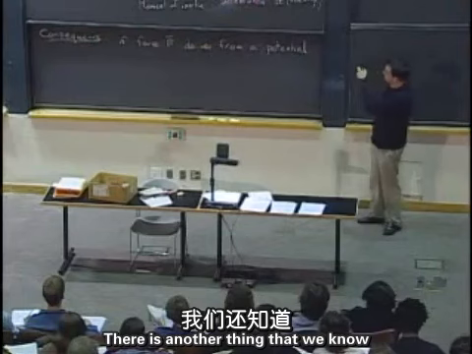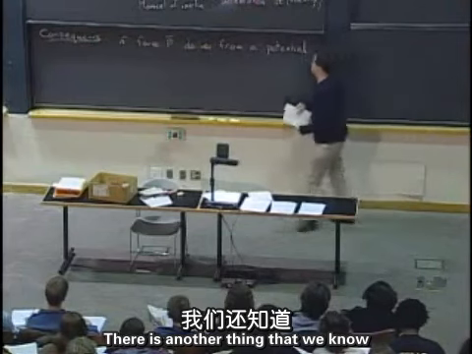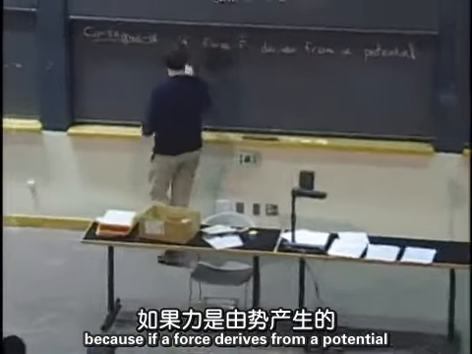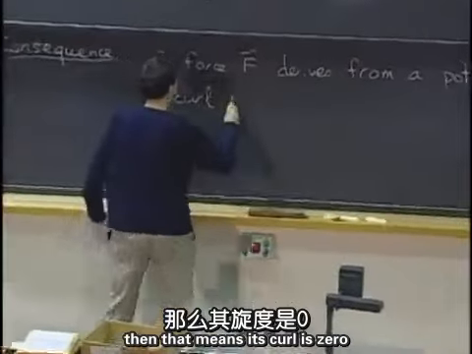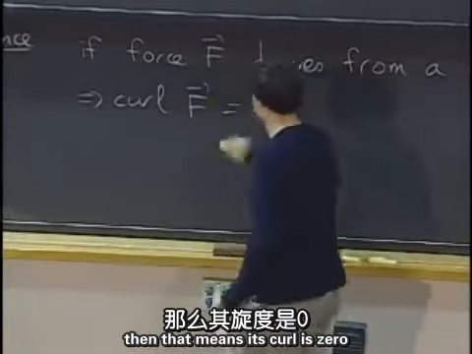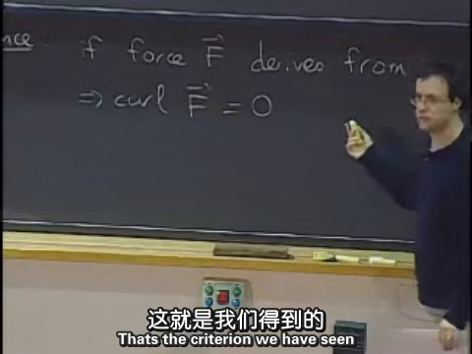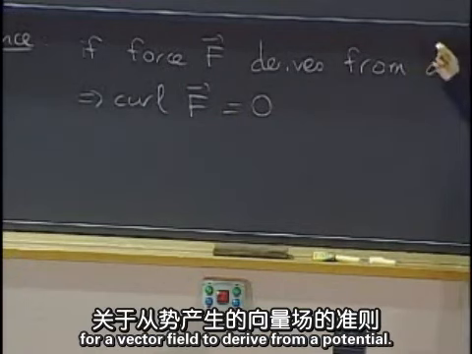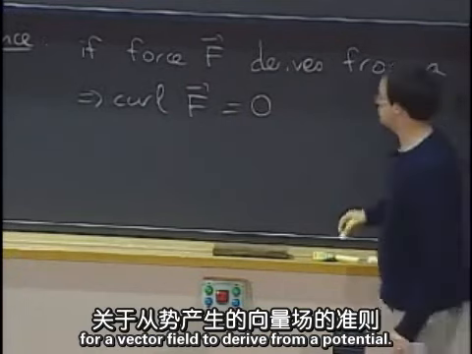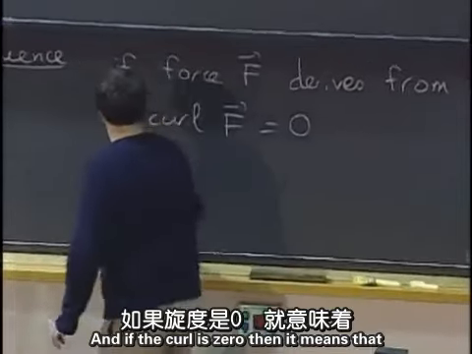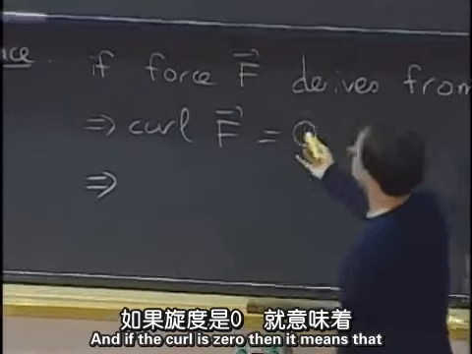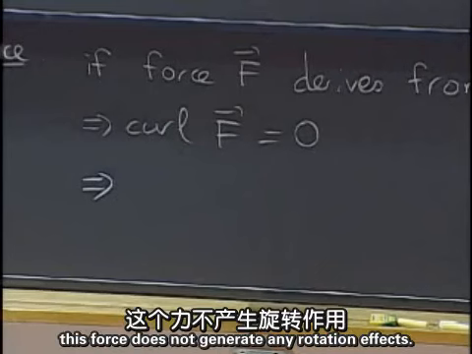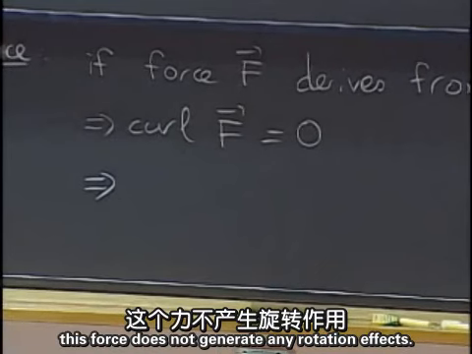Well, there's another thing that we know now, because if a force derives from a potential, then that means that its curl is 0. That's the criterion we've seen for a vector field to derive from a potential. And if the curl is 0, then it means that this force does not generate any rotation effect.